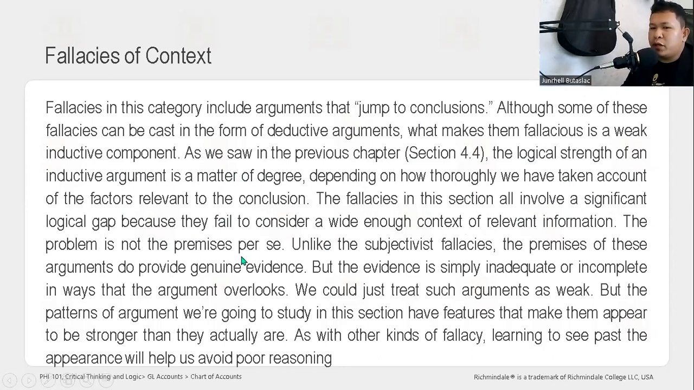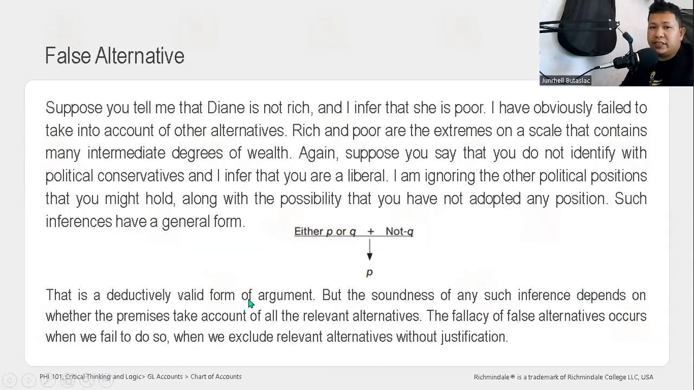So the problem is not the premise per se, unlike the subjectivist fallacy. The premises of this argument do provide genuine evidence, but the evidence is simply inadequate or incomplete in a way that the argument overlooks. We could just treat such arguments as weak, but the patterns of argument we're going to study in this section have features that make them appear to be stronger than they actually are. As with other kinds of fallacy, learning to see past the appearance will help us avoid poor reasoning.